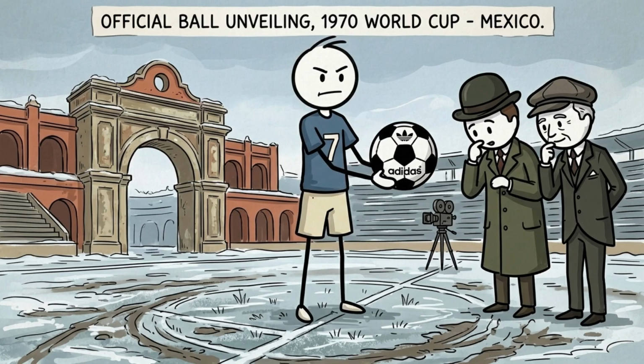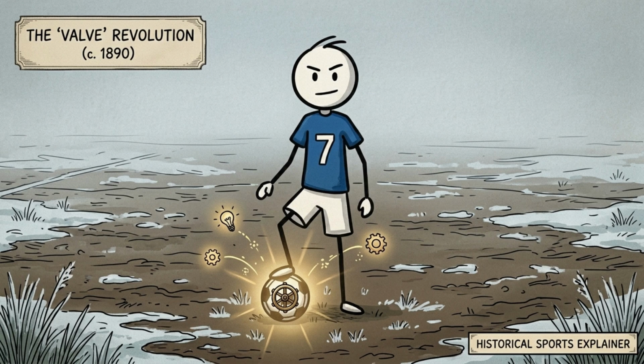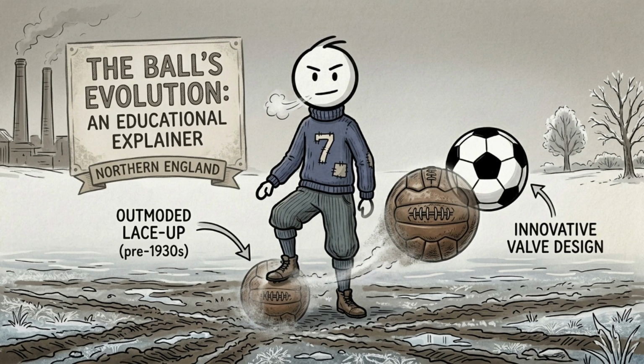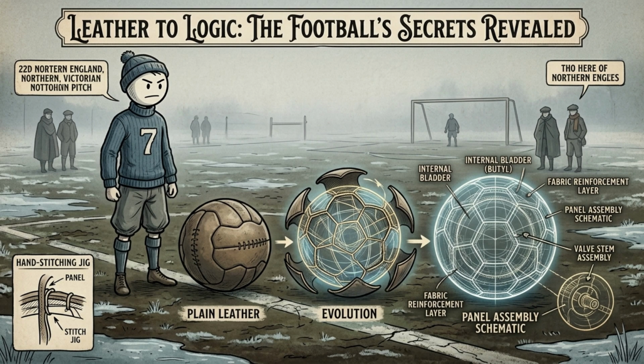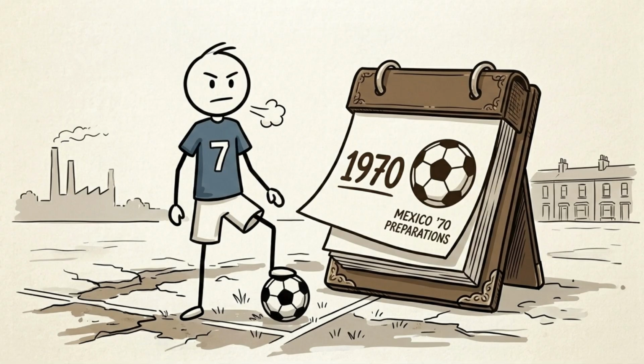That year, in Mexico, a company called Adidas produced the official World Cup ball for the first time. They called it the Telstar, and you already know what it looked like, even if you've never heard the name. It's the classic ball, the one children draw, 32 black and white panels stitched into a near-perfect sphere. But here's the detail most people miss. Those black and white panels weren't a style choice.